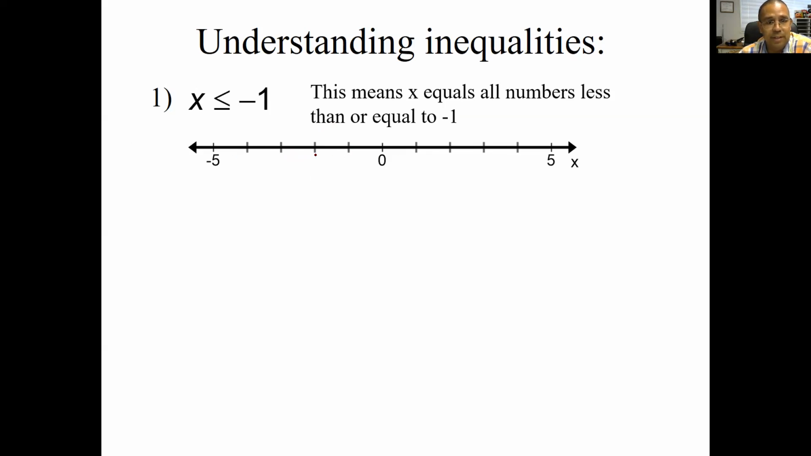If we were to graph that, I go to -1 here, what would I draw? A dot. One little dot? Yes. And then go to the left. I'll make it a little bigger so we can see it. And to the left, because they're less, right? Very good. What about this one?